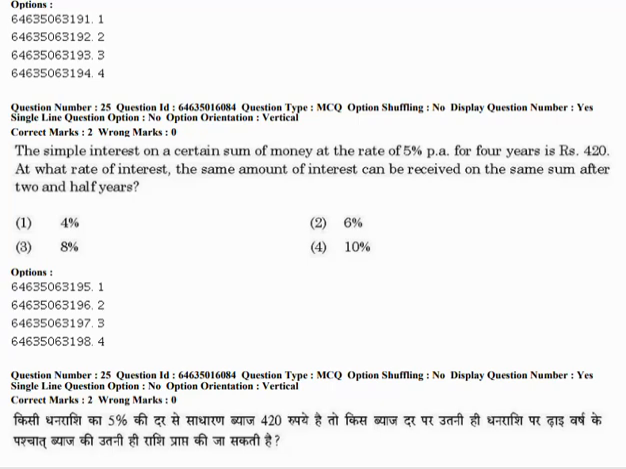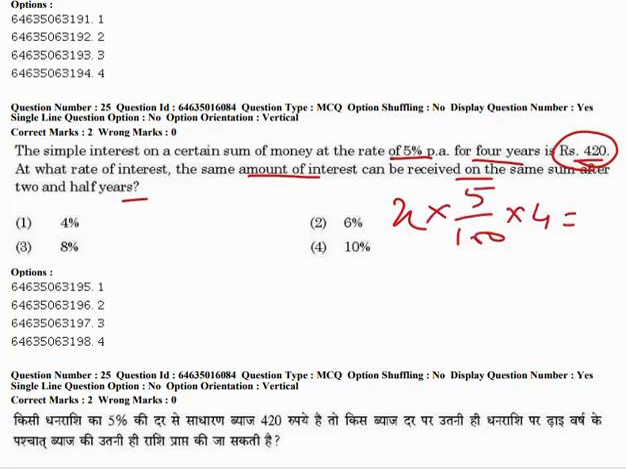The simple interest on a certain sum of money at the rate of 5% per annum for 4 years is rupees 420. At what rate of interest can the same amount of interest be received on the same sum after 2.5 years? 420 हम लोगों को मिल रहा है 4 साल में। X amount पे 5% अगर हम लोग ले रहे हैं 4 साल के लिए तो वो हो रहा है 420.